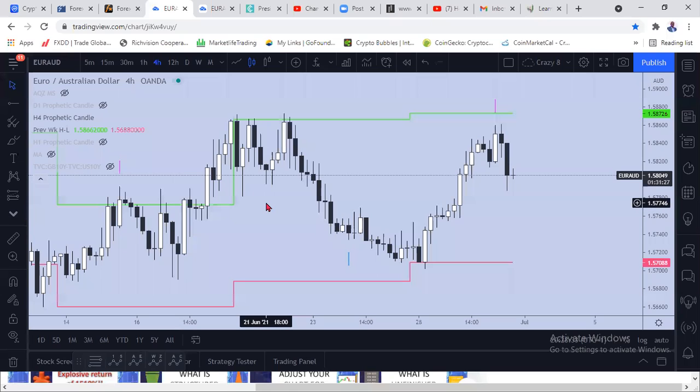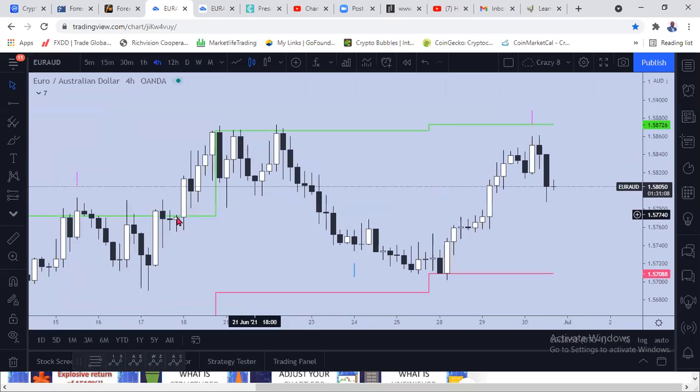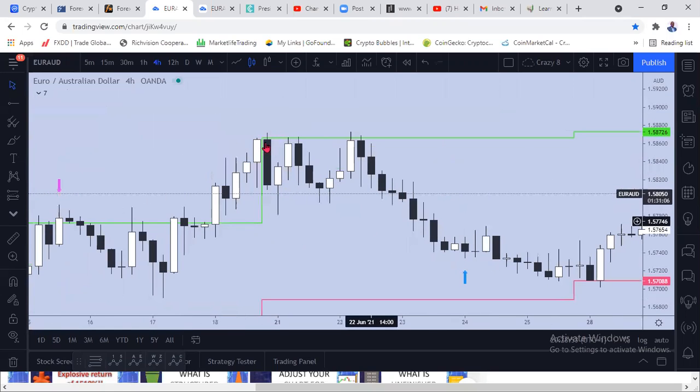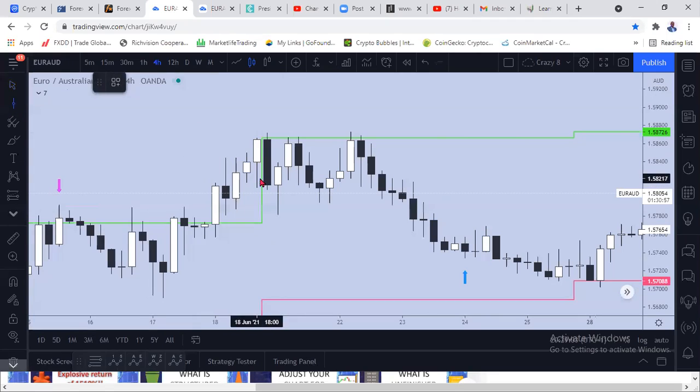So once the week opens, you're waiting for a candle in the present week to contest the high or the low of the previous week. You're waiting for one candle in the present week to contest the high and low of the previous week. So you notice here, the week opened, and then we have this bearish candle practically touching the high of the previous week, right?